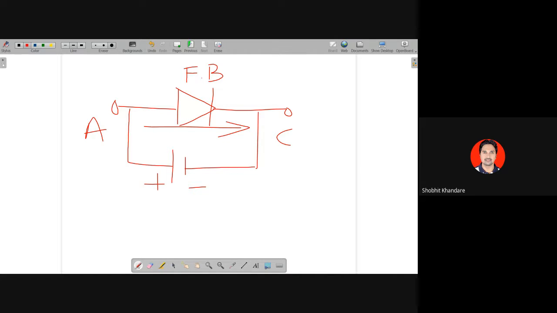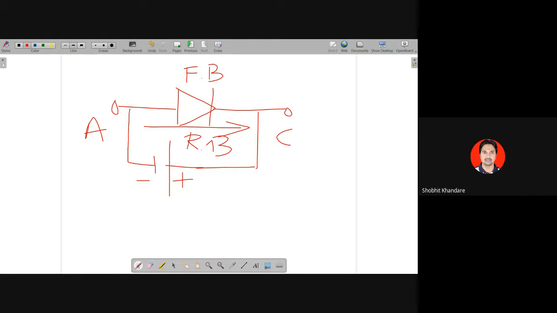Okay, but as soon as you change the voltage level, whenever you give negative to the anode and positive to the cathode, then there is no current flow. Then it is a reverse bias. So there is no current flow.